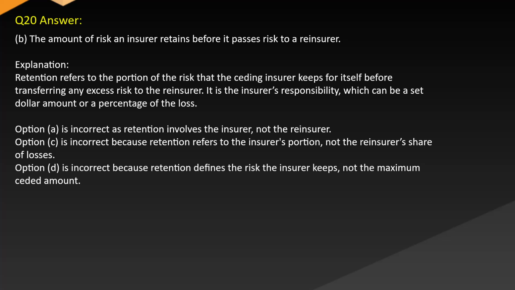Option A is incorrect as retention involves the insurer, not the reinsurer. Option C is incorrect because retention refers to the insurer's portion, not the reinsurer's share of losses. Option D is incorrect because retention defines the risk the insurer keeps, not the maximum ceded amount.